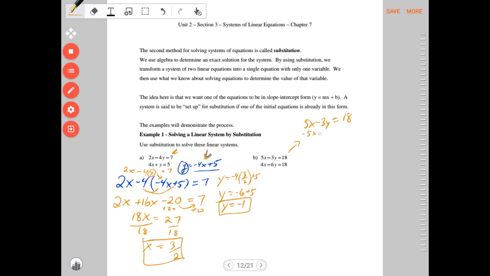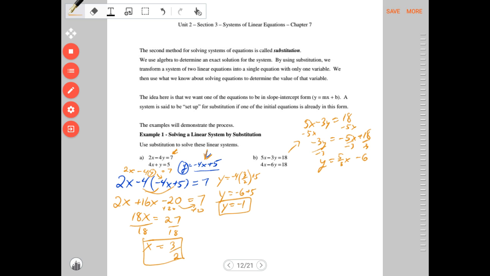So minus 5x minus 5x. So -3y equals minus 5x plus 18. Divide by -3 to everyone. Okay, and then y equals, okay, so the two negatives cancel. So 5/3 x minus 6. Okay, so that's what the y equals. So that's y equals mx plus b form. Okay, so not a big deal.